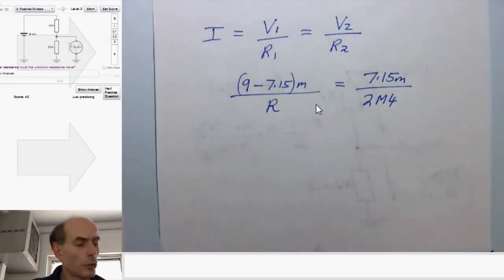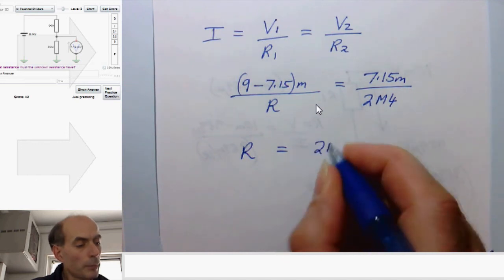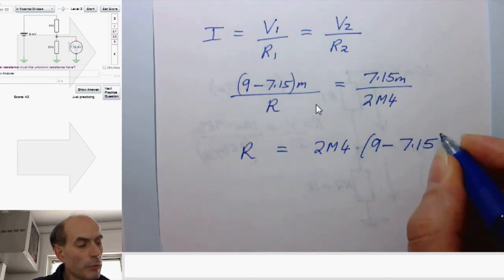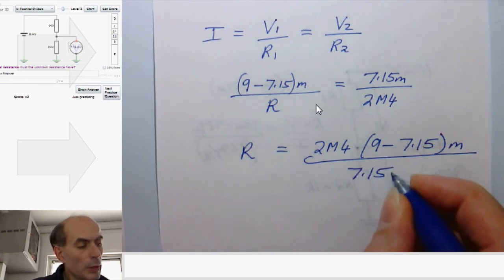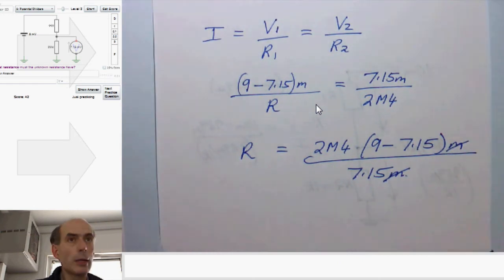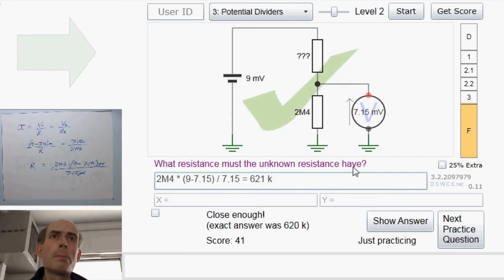So we could express the answer, our unknown resistance R, as 2 meg 4 multiplied by 9 minus 7.15 milli divided by 7.15 milli. Those two millis will cancel, and that will give me 2 meg 4 times 9 minus 7.15 divided by 7.15. Great.